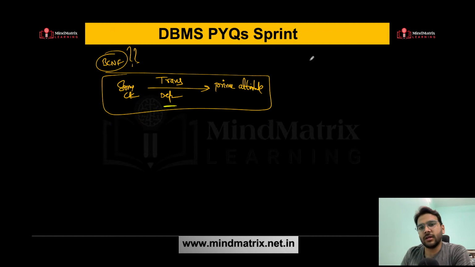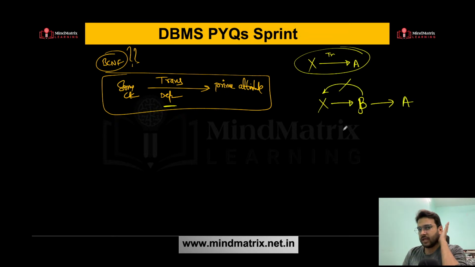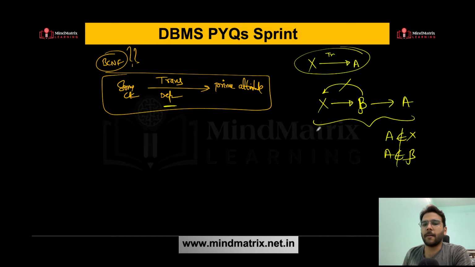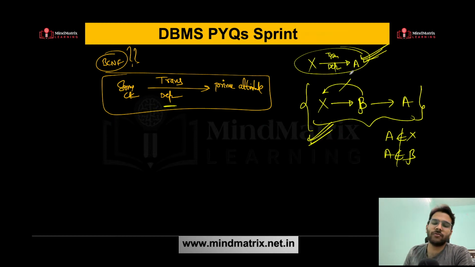See, what is transitive dependency? If I have some X determining a non-prime attribute A, how is this a transitive dependency? If I have X determines, let's say, beta, and beta determines A, and beta cannot determine X, and also A is not X and A is not beta. If this is the scenario, then I can say X determines A is a transitive dependency.